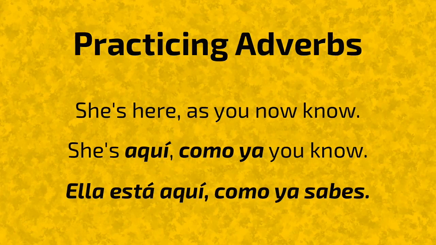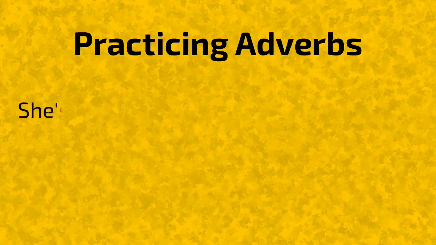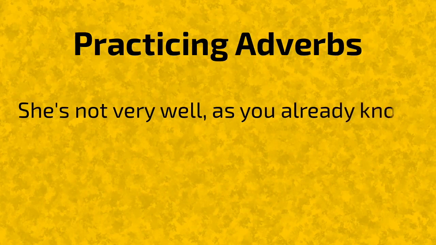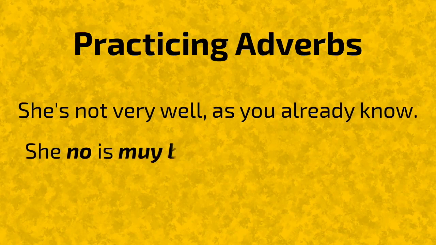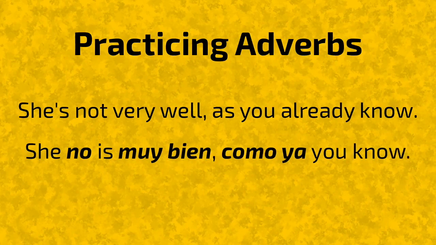Okay, another example. This is kind of similar, but it's going to be a little different. She's not very well, as you already know. She's not very well, as you already know. So the answer is, she no is muy bien, como ya you know.